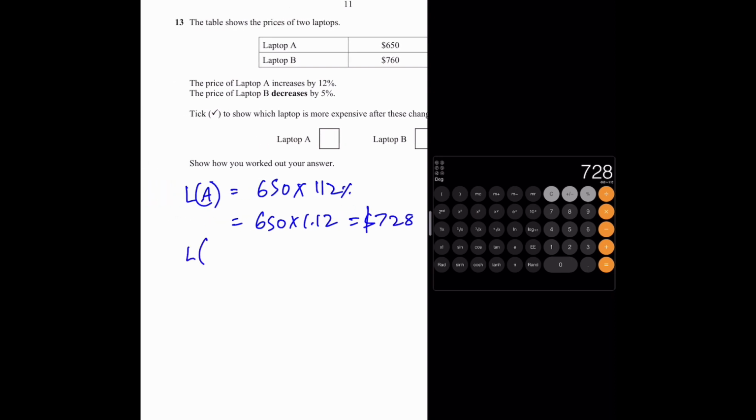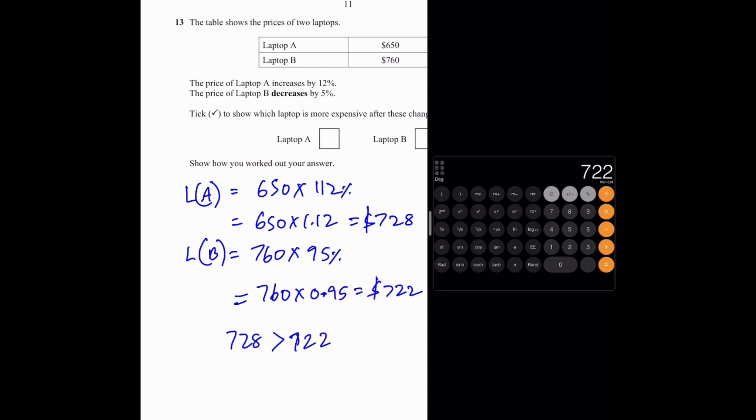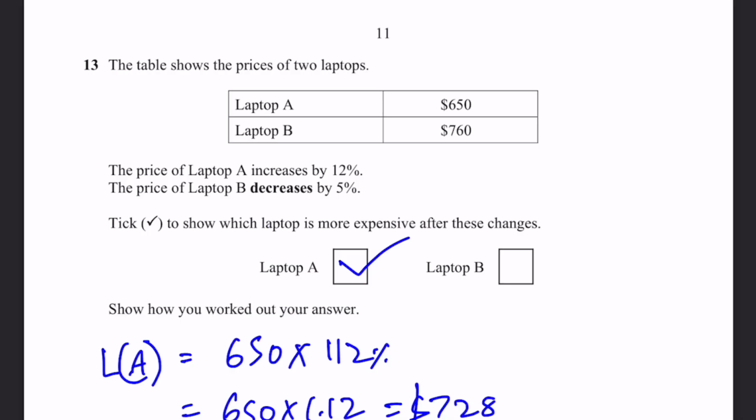And now for laptop B, it's equal to 760 into 95% because decreased by 5%. That'll be 760 into 0.95, which is equal to, let's get our calculator, $722. 728 is greater than 722. So laptop A price is greater than laptop B price. So laptop A is more expensive. That's the answer. Question 14.